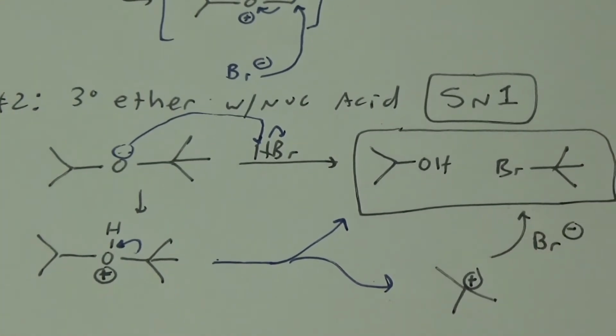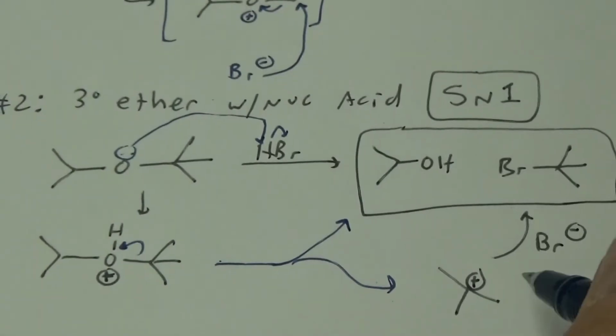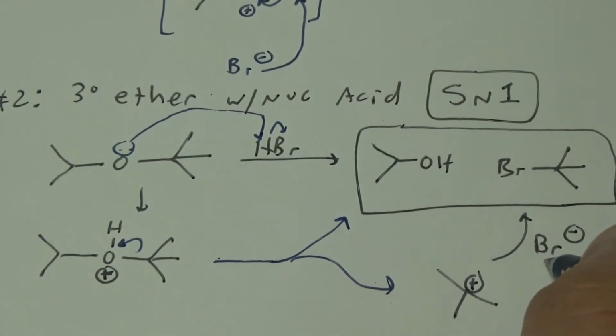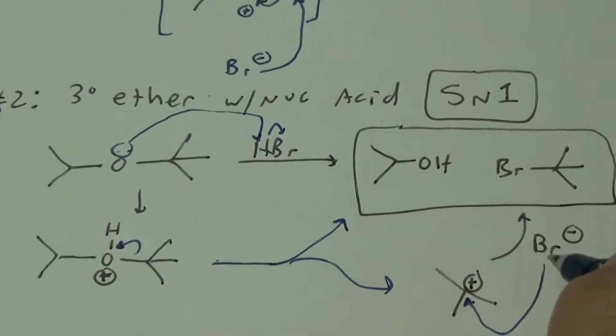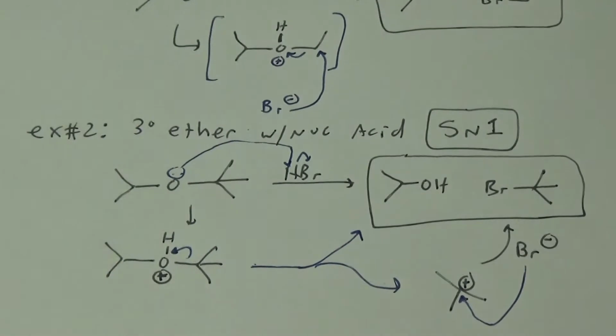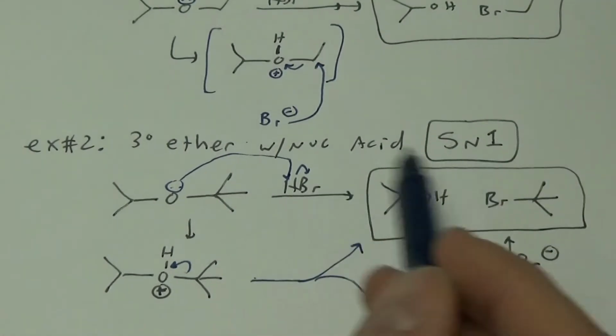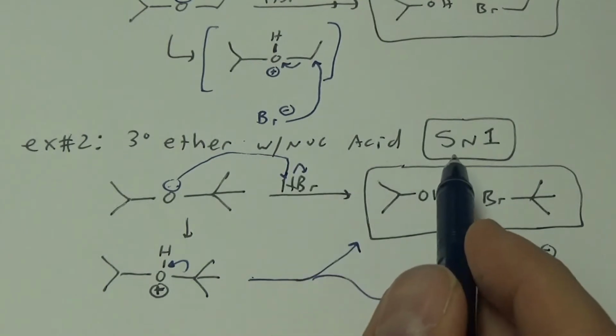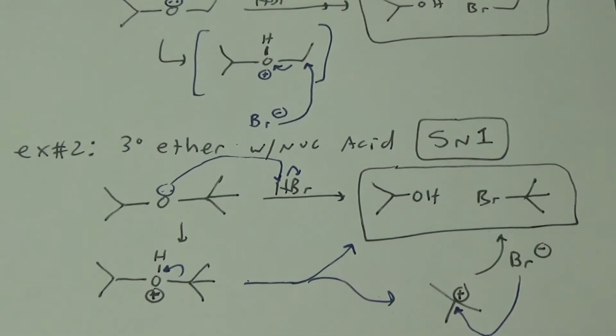What's the carbocation going to do to that? What's Br minus going to do to the carbocation? It's going to react with it. So that was the SN1 cleavage of an ether. SN1 cleavage of an ether, but you need a tertiary substituted ether for this to happen, and you get SN1 cleavage.